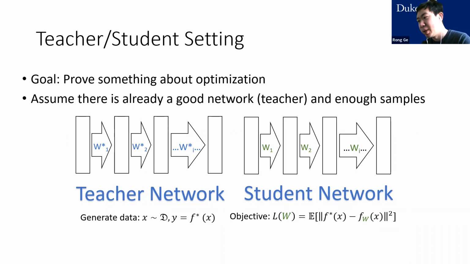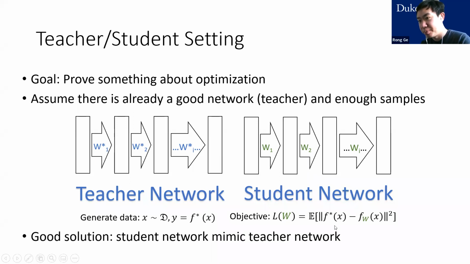So I'm just going to try to minimize the least square difference between the output of the student network and the output of the teacher network. And we say that we have found a good solution if the student network can mimic the teacher network, that is, if the student network has exactly the same output as the teacher network. Of course, this is definitely possible if I have all of these weights, W1, W2, all the way to the future weight matrices, equal to the weight matrices in the teacher network, but that is not going to be the only possible solution.